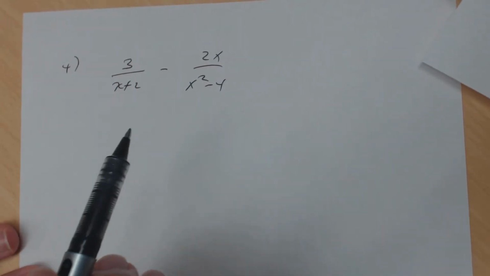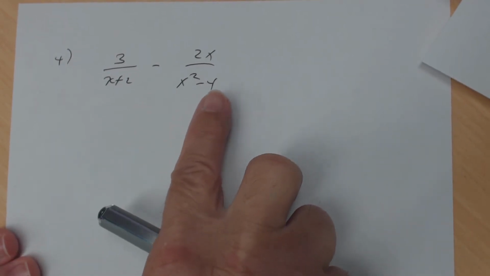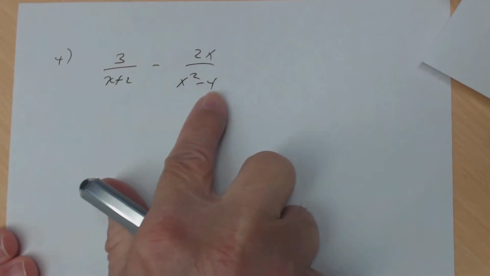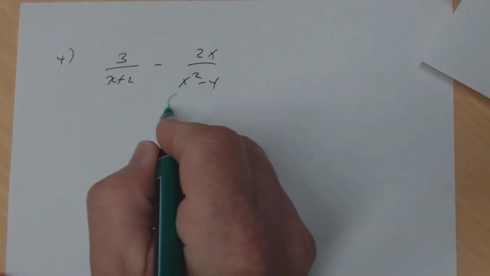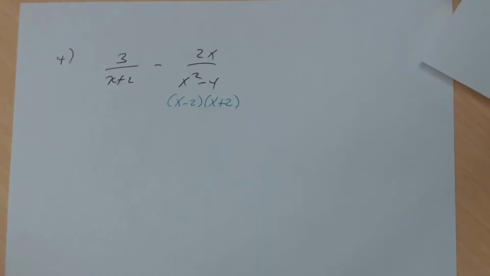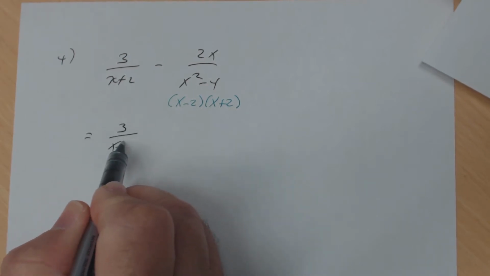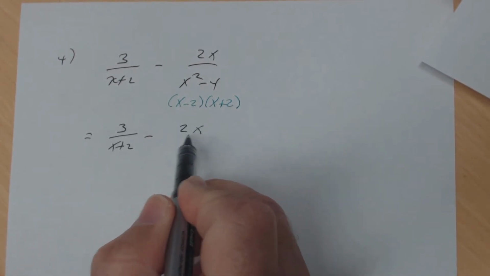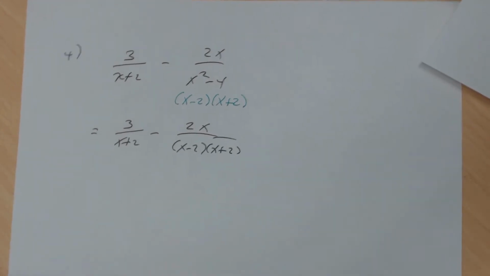So again, first step, since these are not monomials, is to see if you can factor the denominators. I cannot factor x plus 2, but I can factor x squared minus 4. When I factor x squared minus 4, I'm going to get x minus 2 times x plus 2, because that's the difference of 2 squares. So I'm going to rewrite this as 3 divided by x plus 2 subtract 2x divided by x minus 2 times x plus 2.